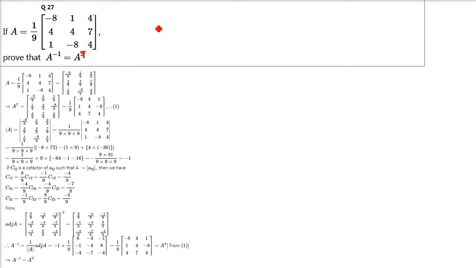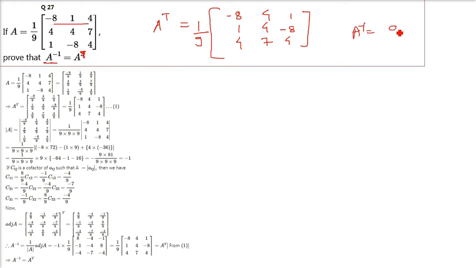A transpose will not be like this, that you transpose the matrix and then you keep that 1 by 9. When you have 1 by 9 here, it won't affect, but still you have to convert rows to columns, and then you have to multiply 1 by 9 inside. But since this is just a transpose, I'm keeping 1 by 9 outside, and then row and column we are exchanging. So A inverse is adjoint of A divided by the determinant of A.